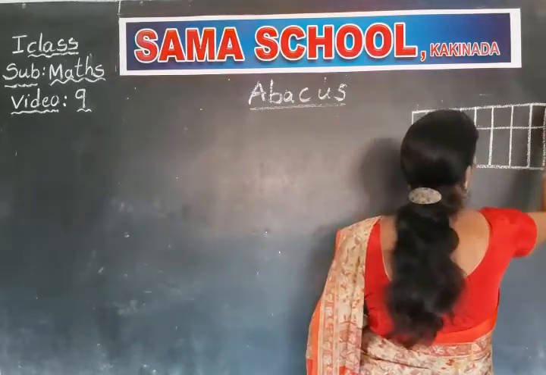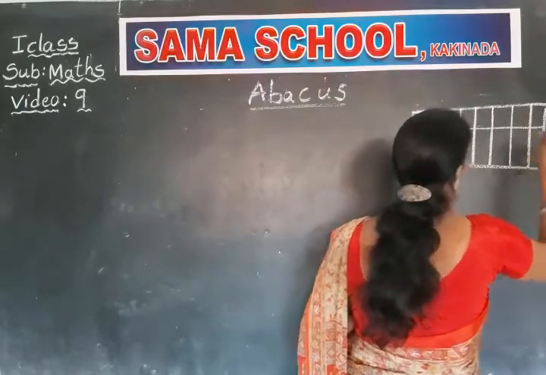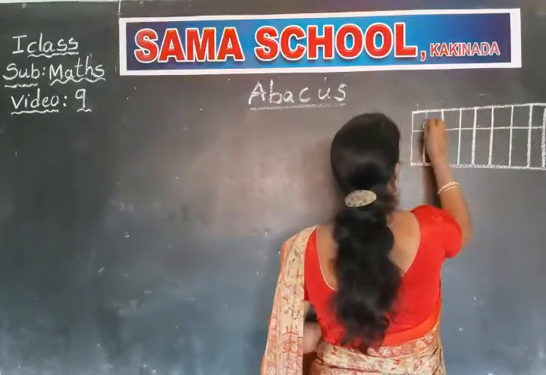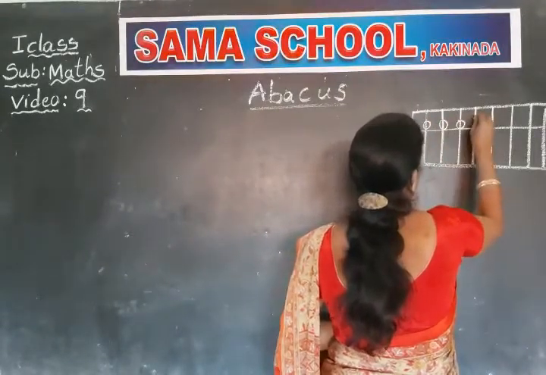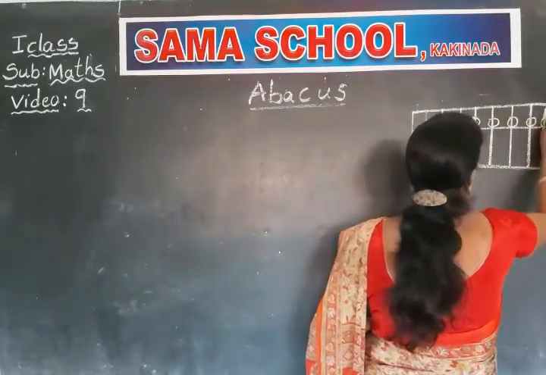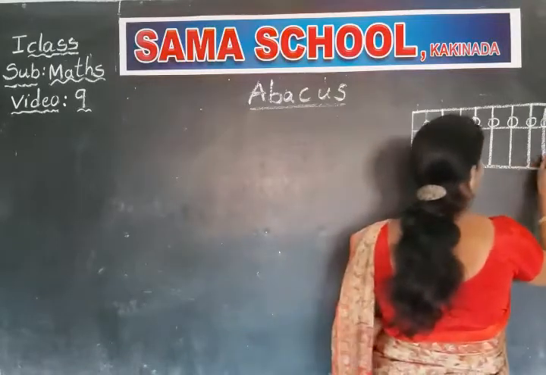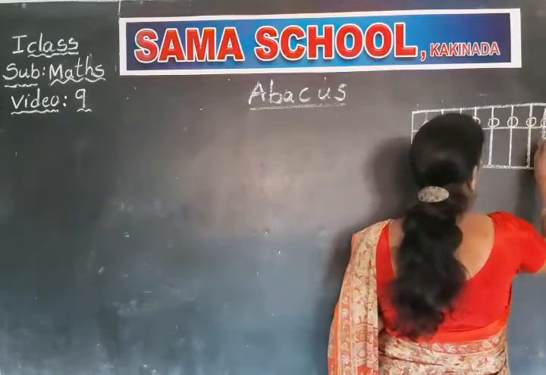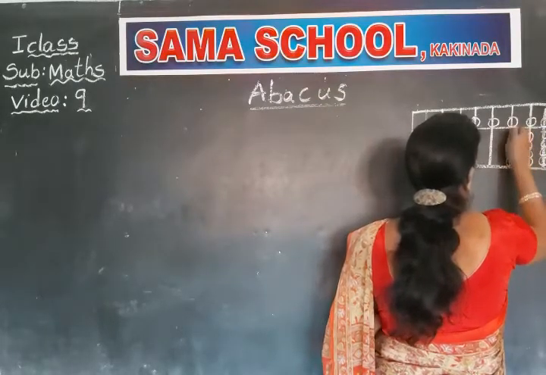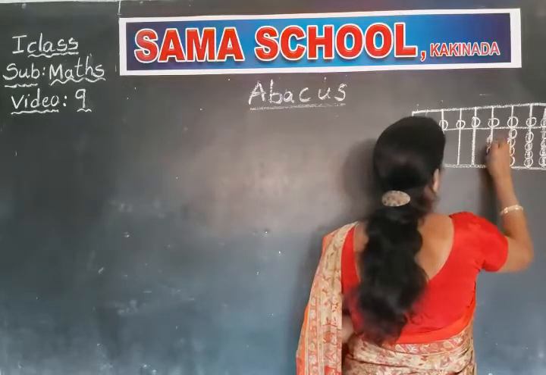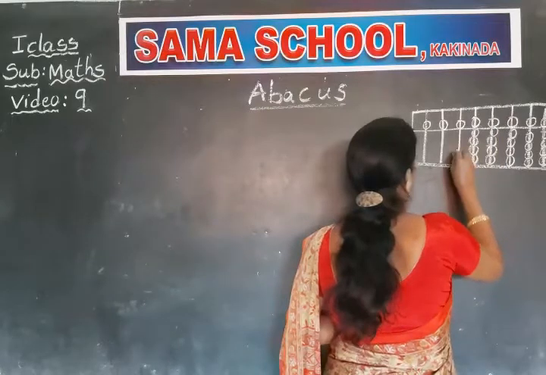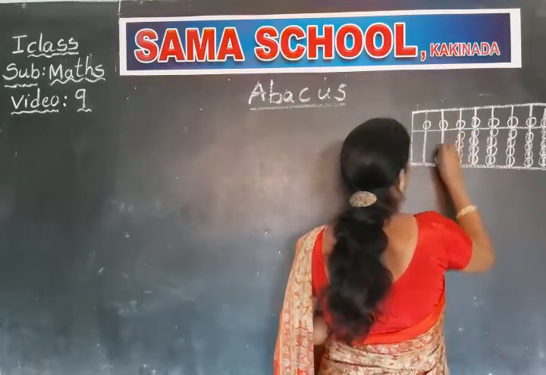Like this, the instrument. What are these? Beads, no? In the upper part there is one bead on top, and at the bottom 4 beads. 1, 2, 3, 4.